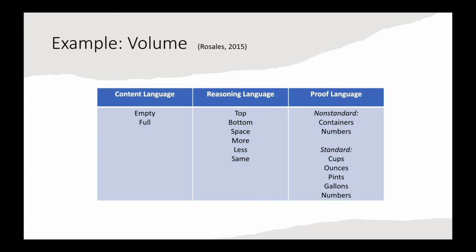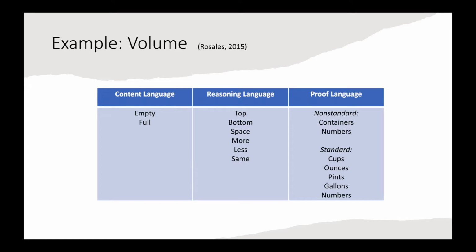Here's an example with volume. So content language, when we are teaching about volume, could be using the words empty and full. Whereas reasoning language could be words like top, bottom, space, more, less, the same. And then proof language can be categorized into categories, non-standard and standard measures.